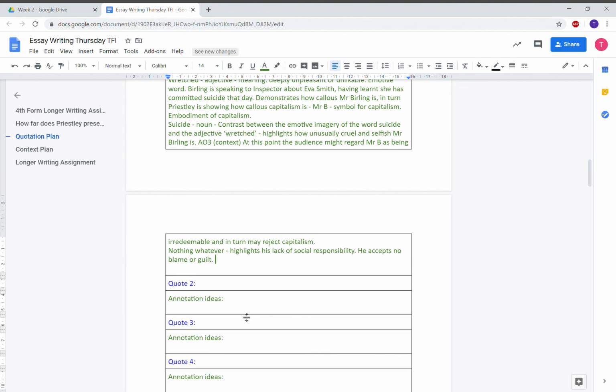Tomorrow, before you start writing your assignment, I'm going to show you one more video, and that's going to detail how to turn your annotation into an analytical paragraph. So hopefully by the time you've seen this video, done your plan and watched tomorrow's video, you'll feel slightly more equipped to tackle this task.